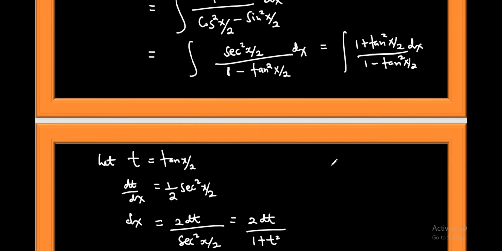Why? Because tan x out of 2 is clearly called t. We let t to be tan x out of 2. So where there is tan squared x out of 2, I call it t squared. Now from here, we can do the substitution.